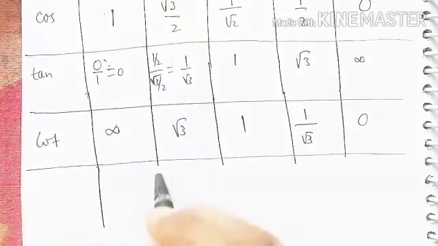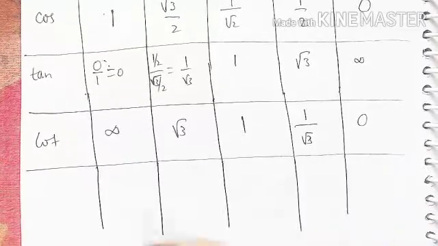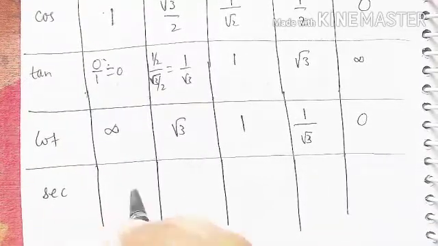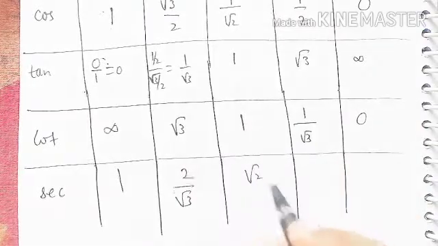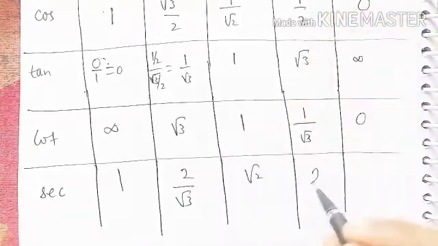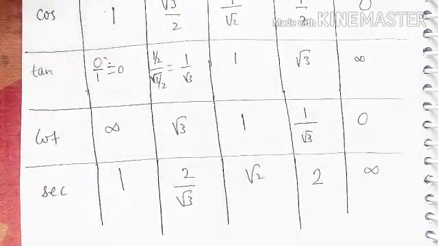Now sec. Sec is the reciprocal of cos. The reciprocal of 1 is 1. The reciprocal of root 3 by 2 is 2 by root 3. The reciprocal of 1 by root 2 is root 2 by 1, so root 2. The reciprocal of 1 by 2 is 2. The reciprocal of 0 is infinity. Reciprocal means the reciprocal of a by b is b by a.